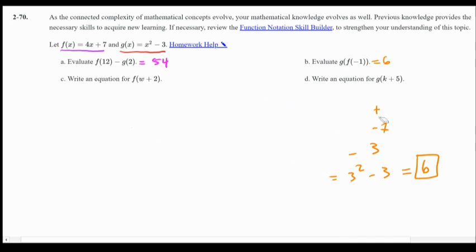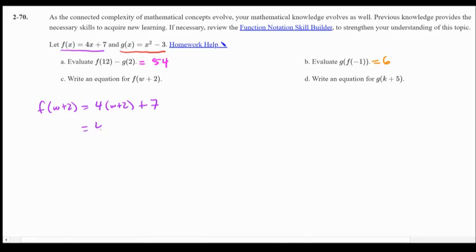So for c, it says write an equation for f of w plus 2. And so what that means is when I write this f of w plus 2, I'm just going to replace x with w plus 2 and simplify that expression there. So then I'm going to distribute: 4w plus 8 plus 7, 4w plus 15. So that's my simplified equation there for f of w plus 2.